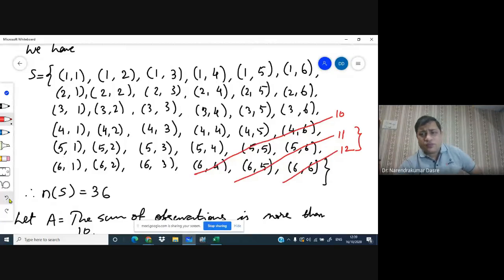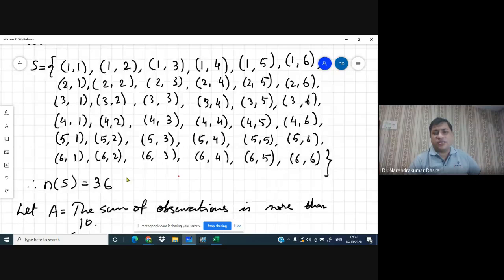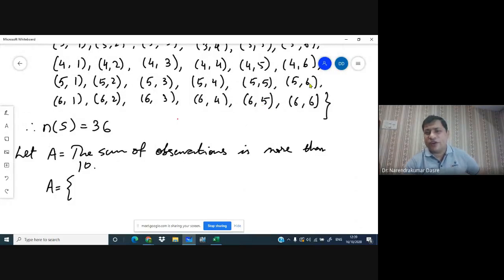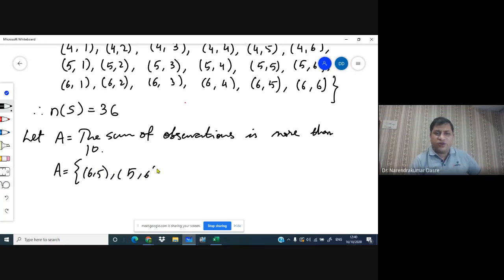Now we got the observations, so let us write them. We got 6 5, 5 6, and 6 6. So these are the observations: 6 5, 5 6, and 6 6. Hence, what is the number of points in A? The number of points in A is 3.